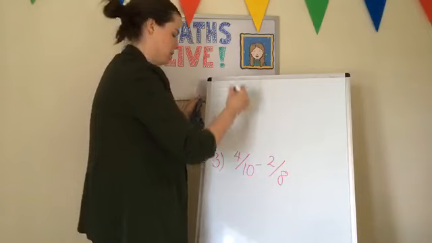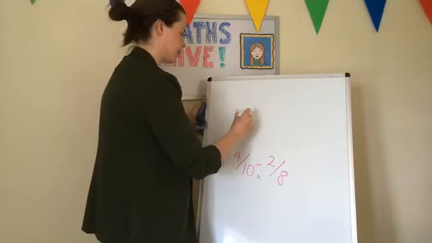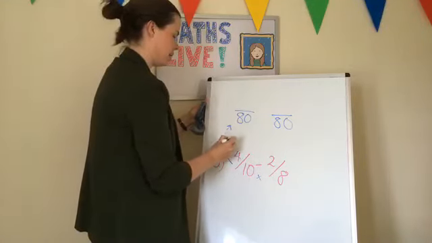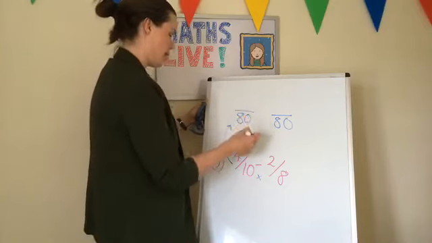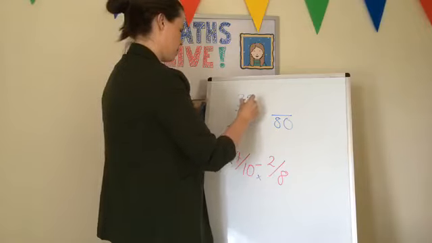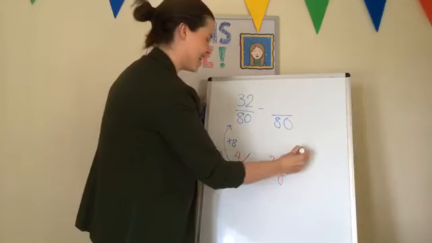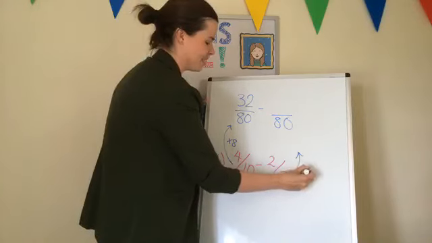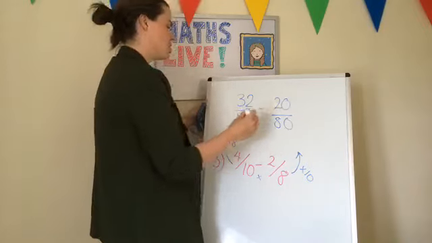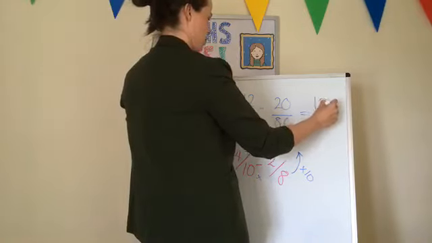So I'm going to go up this time, make it easier. We times 10 by 8, so it's 80. What did we do to 10 to make it into 80? We times it by 8. So 4 8s are 32. I'm really double checking what I'm doing now. What did we do to 8 to make it into 80? We times by 10. So that's 20. So 32 take away 20 is 12 over 80.